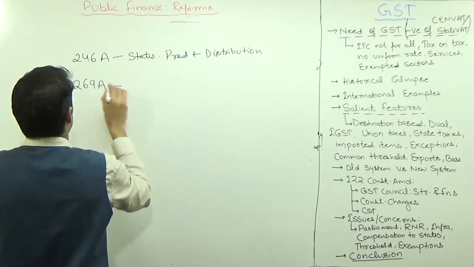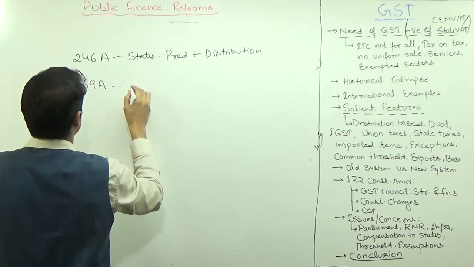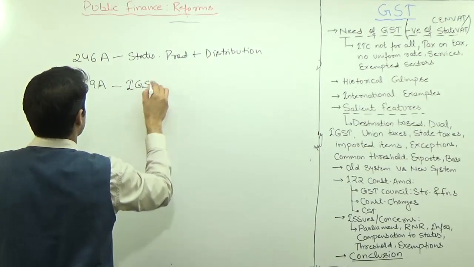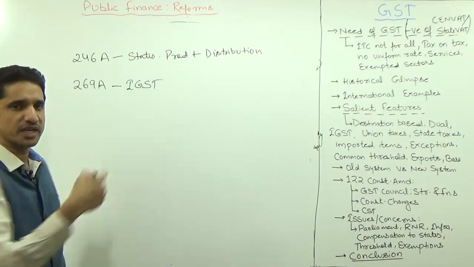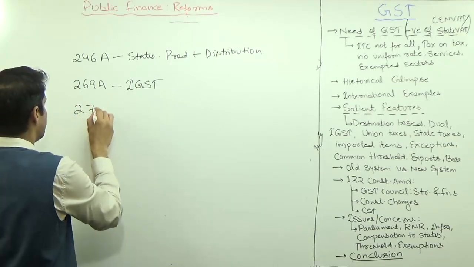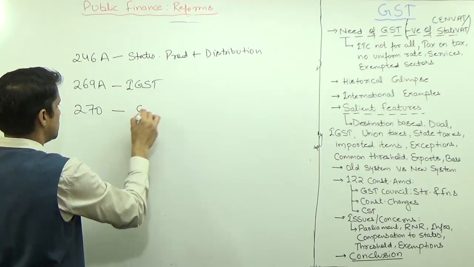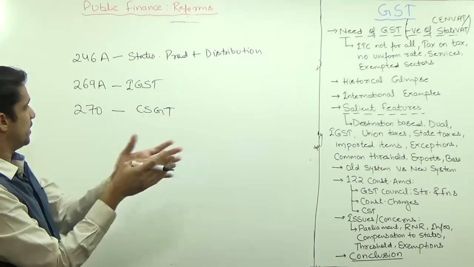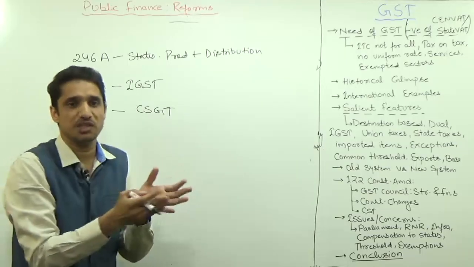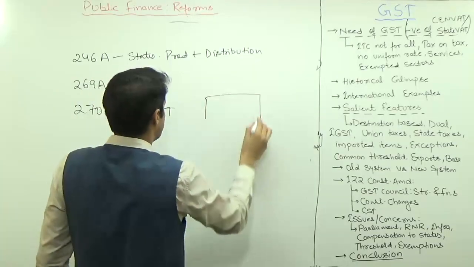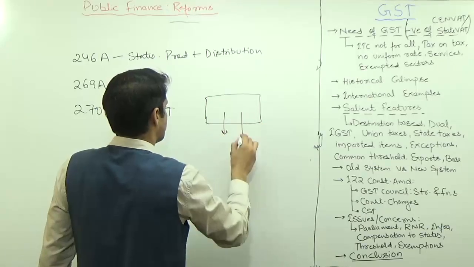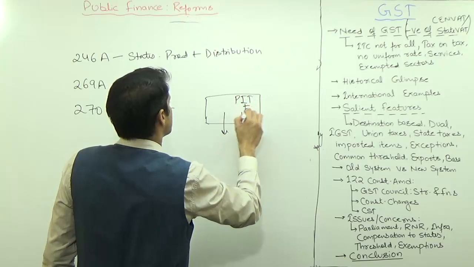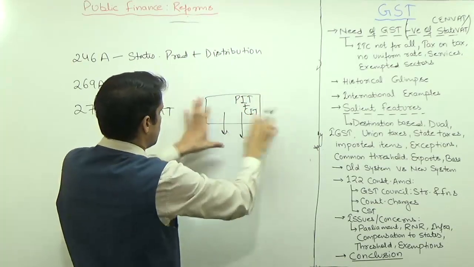269A, under 269A there will be IGST, a new type of tax will come. Then 270 will be amended. Under 270, CGST will be added, because whatever tax is collected under CGST will be shared, so that should come under the central pool of taxes, and some amount of this, along with the personal income tax and corporate income tax, will become the central pool of taxes.